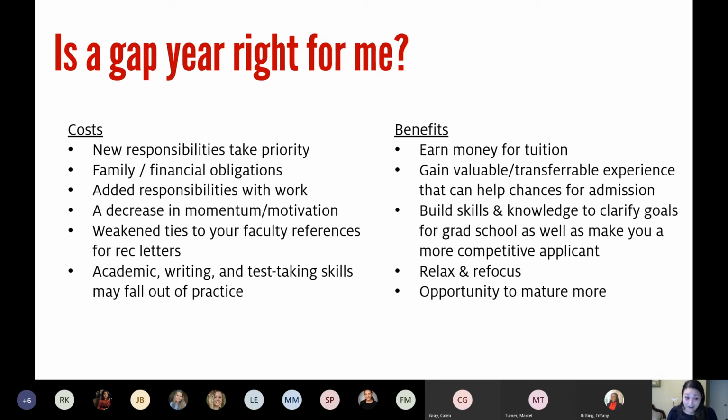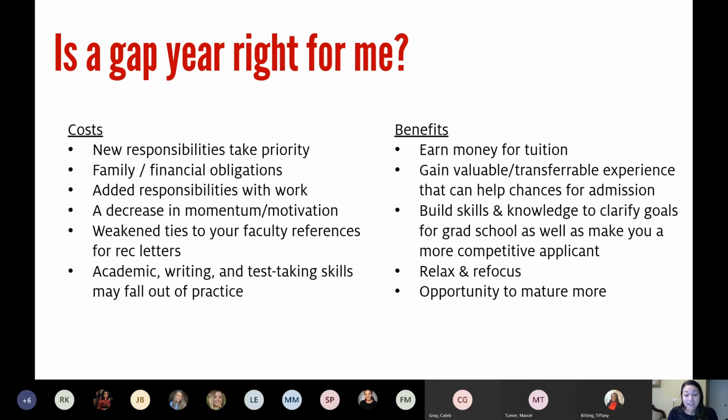Gap years can honestly help you take some time to relax and refocus some energy, because you've just completed a 4-year bachelor's degree. Some of you in here might be in that bachelor's degree right now. So taking a year or two to work and fully dedicate yourself to working can be a time for you to refocus your energy.